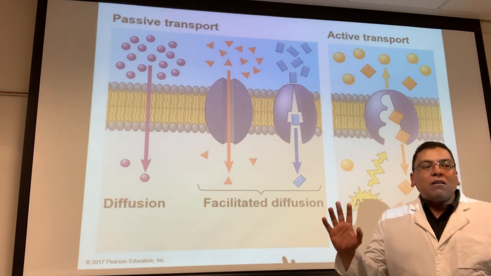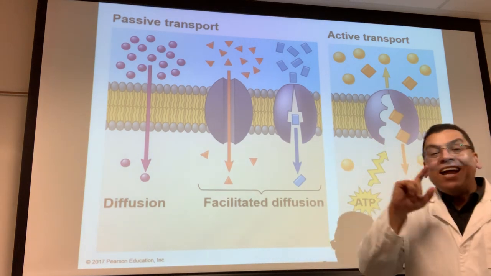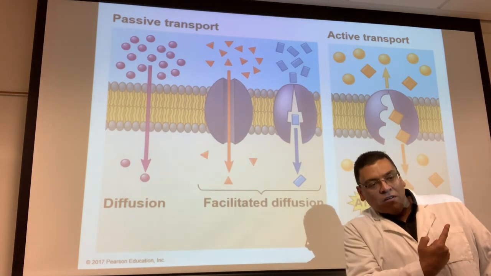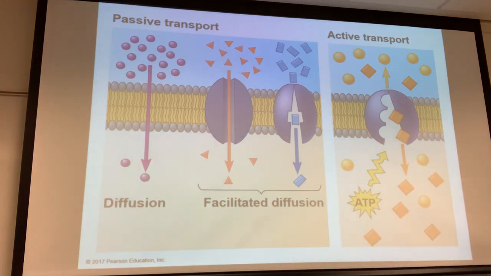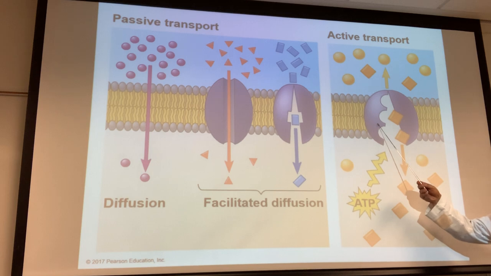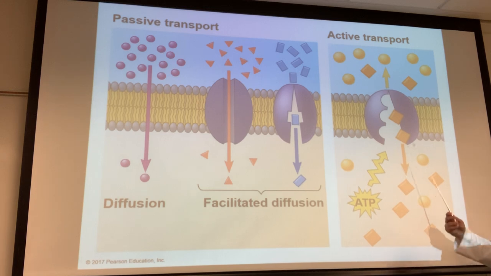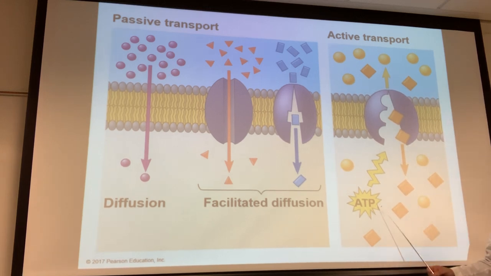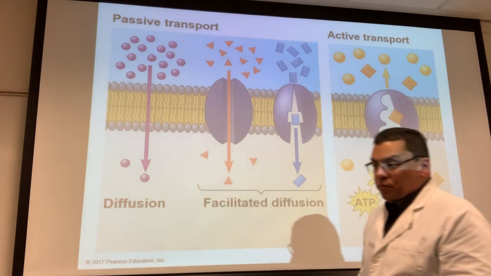The gradient is always high to low. When I say with the gradient, I mean high to low. When I say against the gradient, that means low to high. Well, to take ions against the gradient, you have to add cellular energy in the form of ATP. It's coming up very soon. So you still have a carrier or a transporter. You're still using a facilitator here. The only difference here is that you're going low to high and you're using ATP to get the job done. That's called active transport.